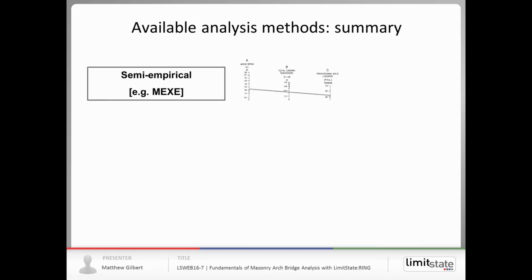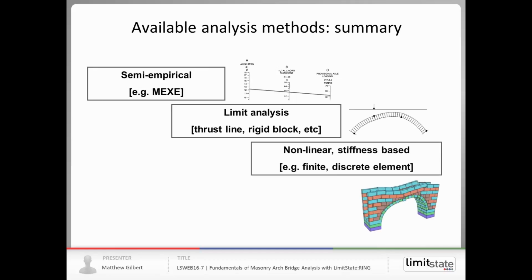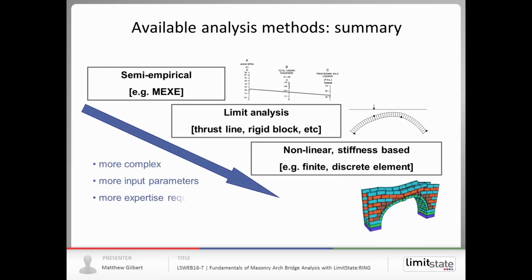So just to sum up the methods available for assessment engineers: 3 main types of tool, if you like. At a very simple end, there are tools such as the MEXE method, which boils down to a simple nomogram where we can effectively read off an axial load if we know various features of the geometry, right over to more complex advanced analysis tools. And in the middle we have limit analysis tools such as LimitState RING, which we'll obviously be talking about today.